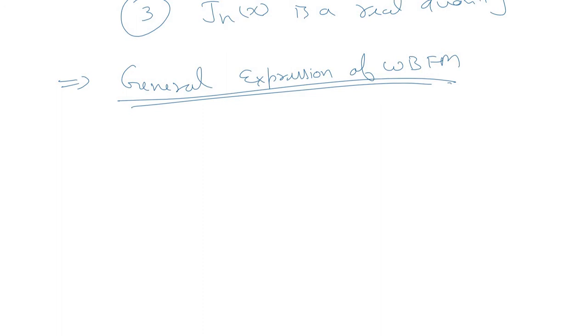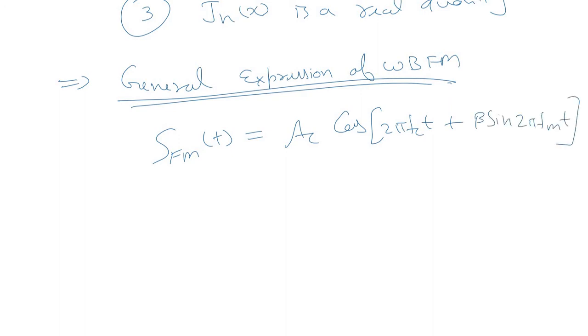Okay, so we know that for a single tone frequency modulated signal, the expression is A_c cos(2π f_c t + β sin(2π f_m t)). This is the general expression of the frequency modulated signal in particular. So now let us try to analyze this expression from the perspective of a wideband FM signal.